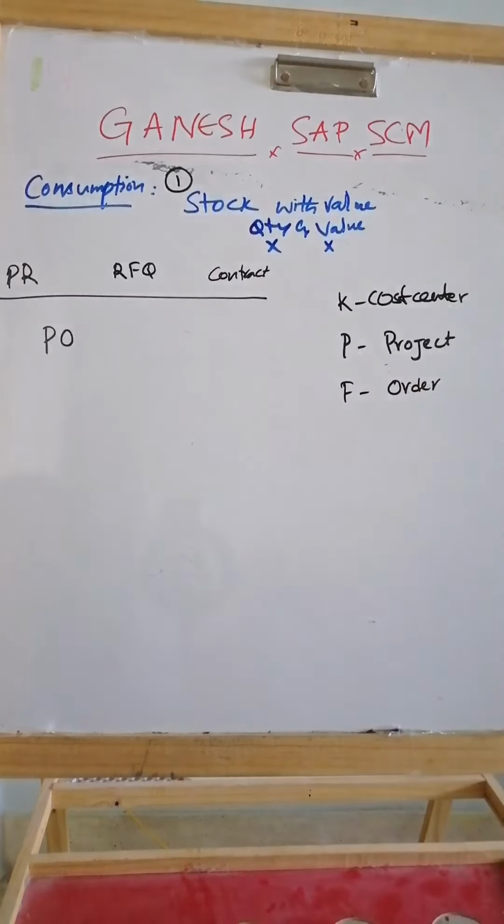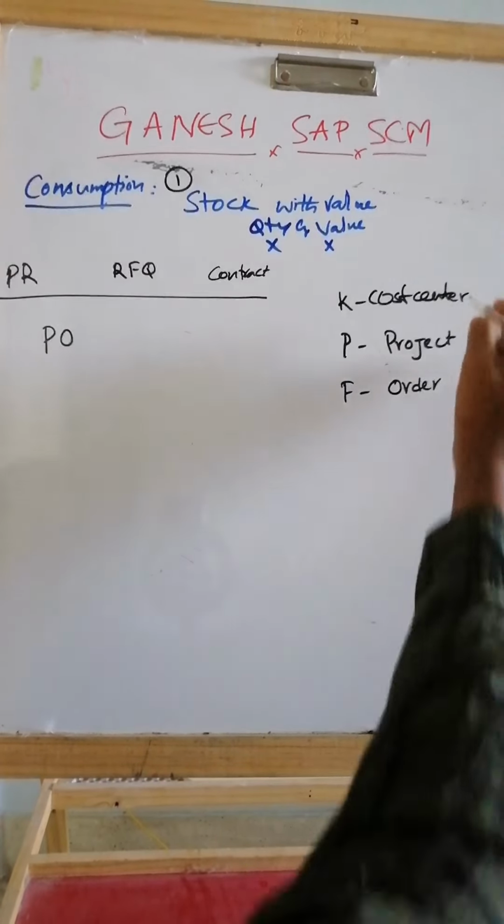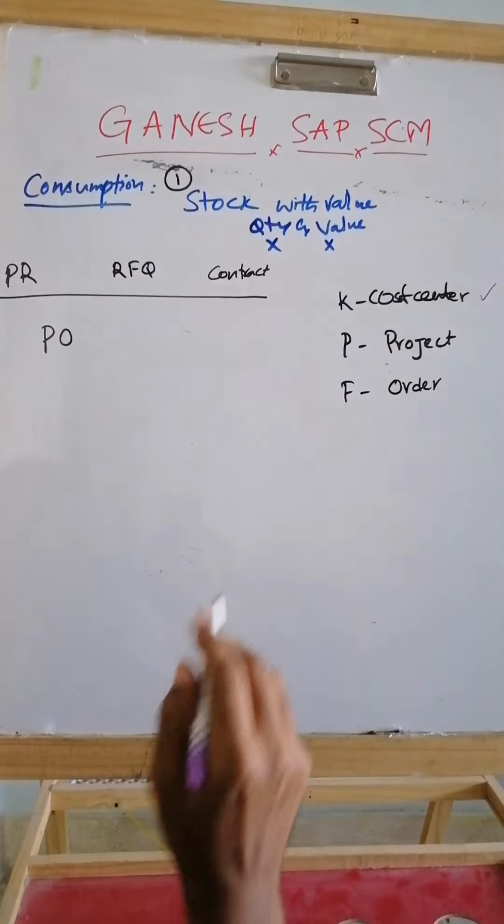For cost center, each department can get a cost center, or each manager will be assigned one cost center. Based on the procurement, if you are procuring for the admin department, you can assign the admin cost center. If you are procuring for the HR department, an HR related cost center can be given. In that way you can select the cost center. That is K for cost center.